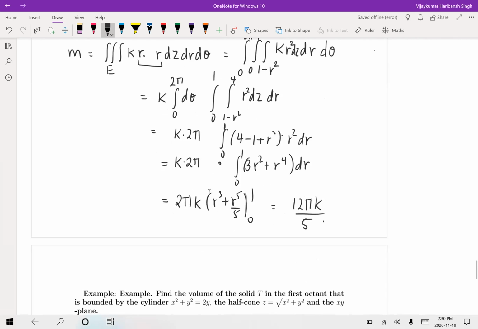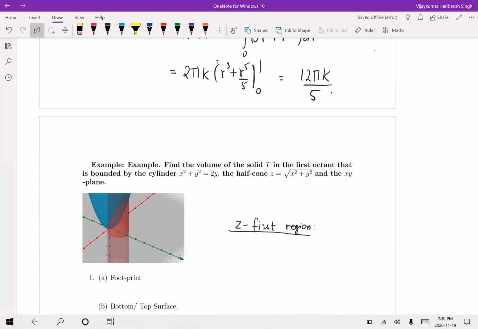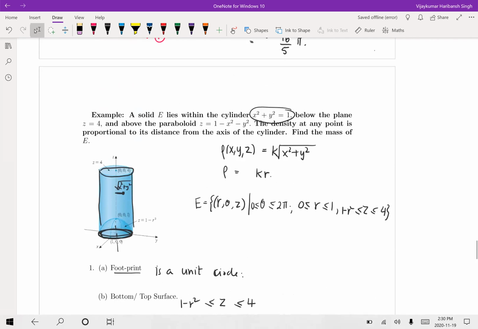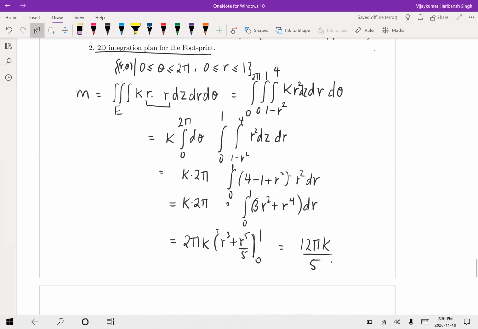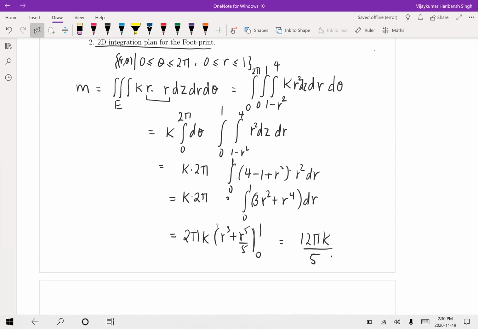All right, so let's move on to the next problem now. Again, this is a z first region. It seems like we have done many z first regions. We should try theta first or r first regions as well, which you can see in the live class. We'll do one problem on that.